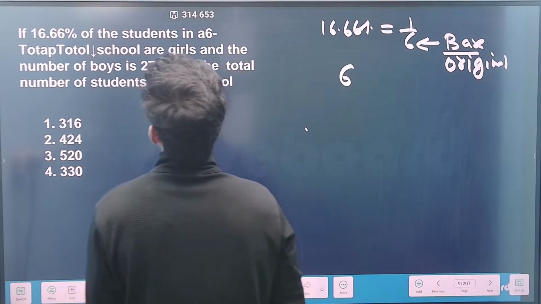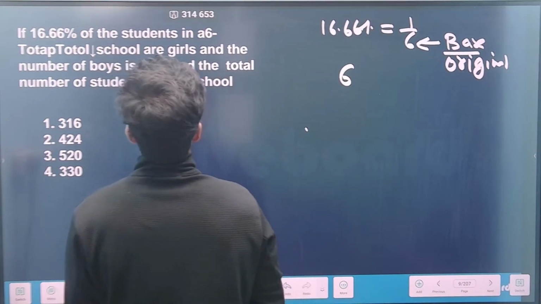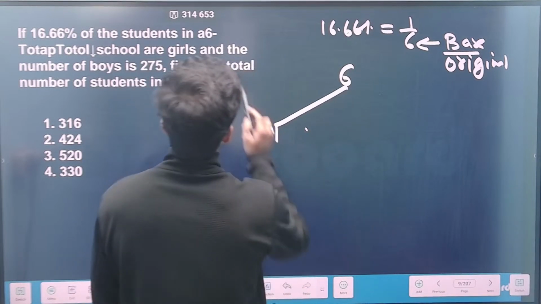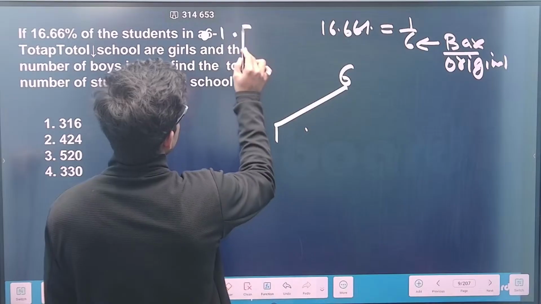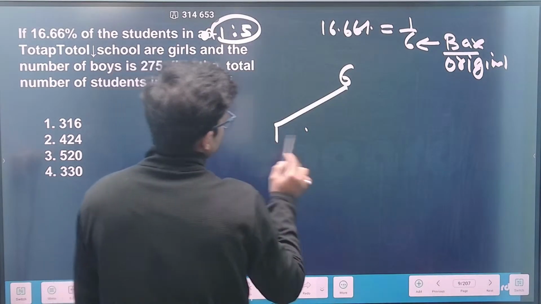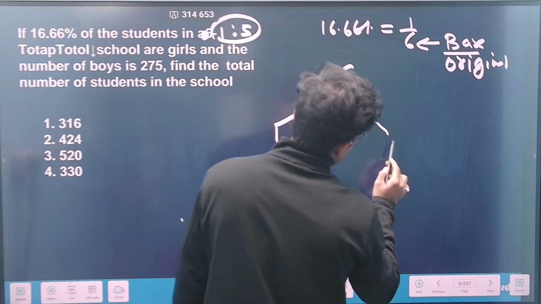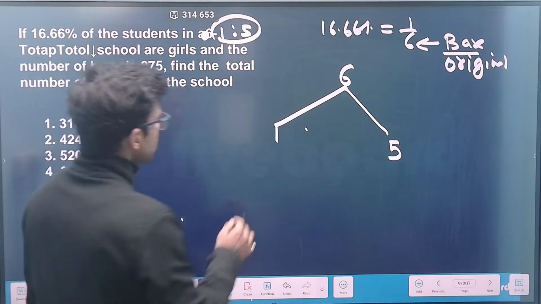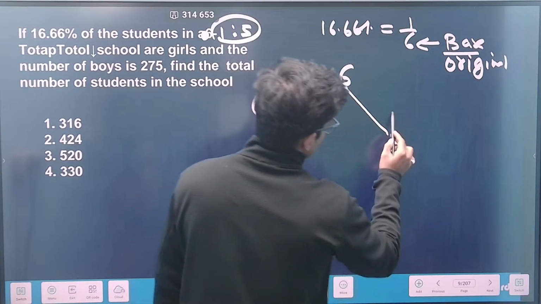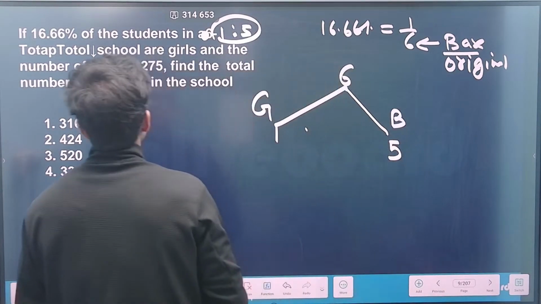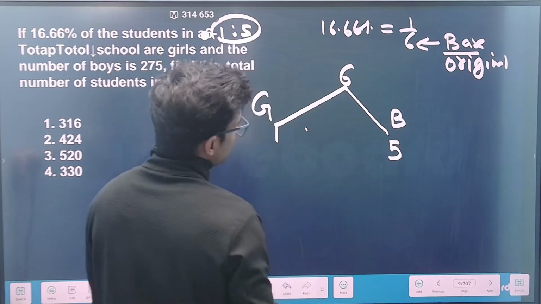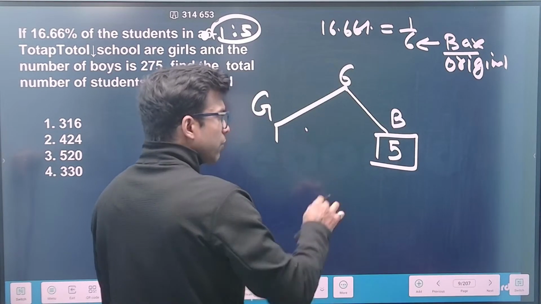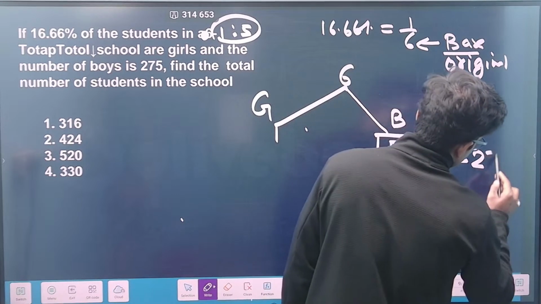Find the total number of students. So basically the ratio of boys and girls would be 1:5. It is mentioned in the question, correct? This is my girls and this is my boys. According to me, the number of boys is 5. According to the question, the number of boys is 275.